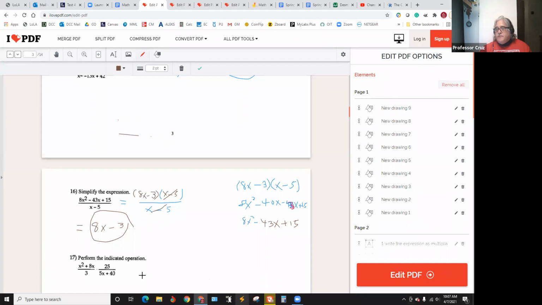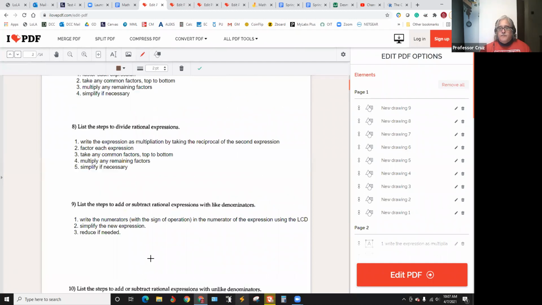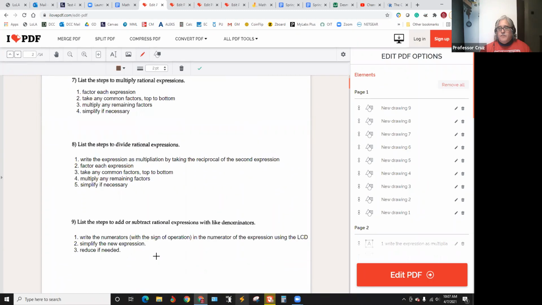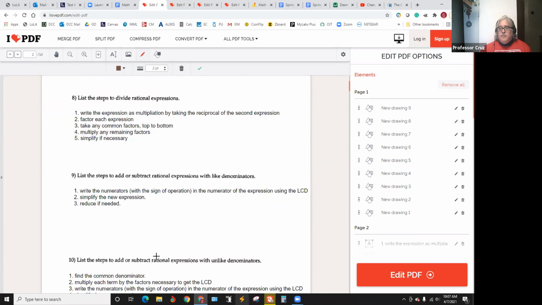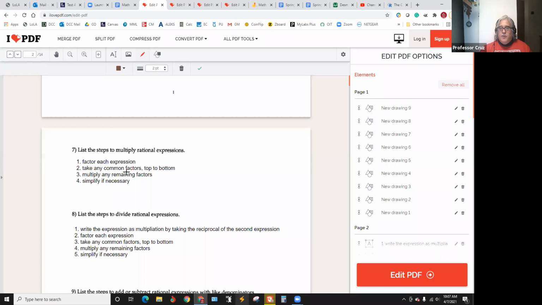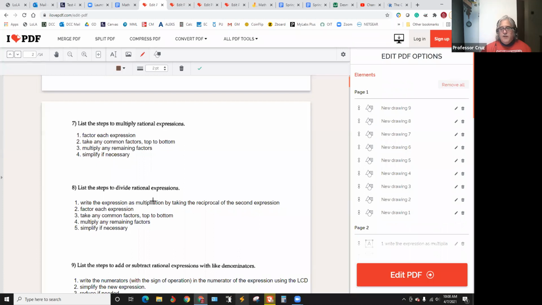All right. So again, that was... so now we're going to do multiplication. All right. Factor each expression. Take out any factors common from the top to the bottom. Do any multiplication that's left over, and simplify if necessary.